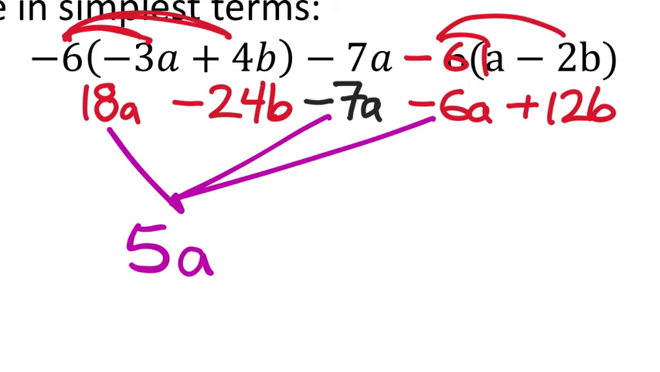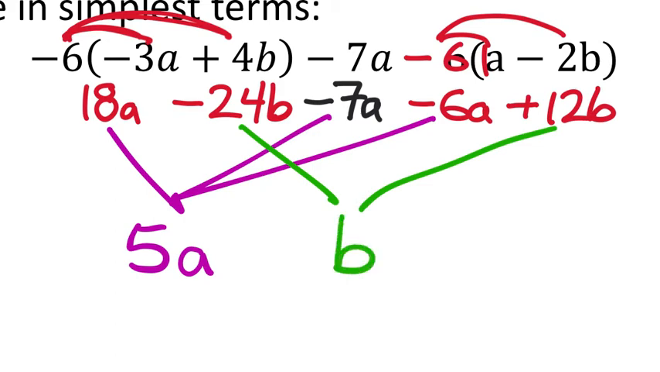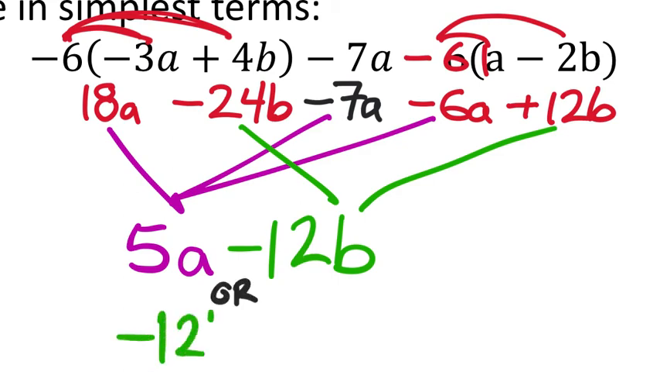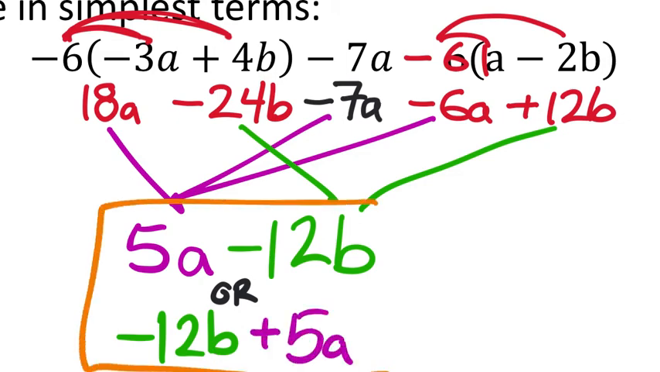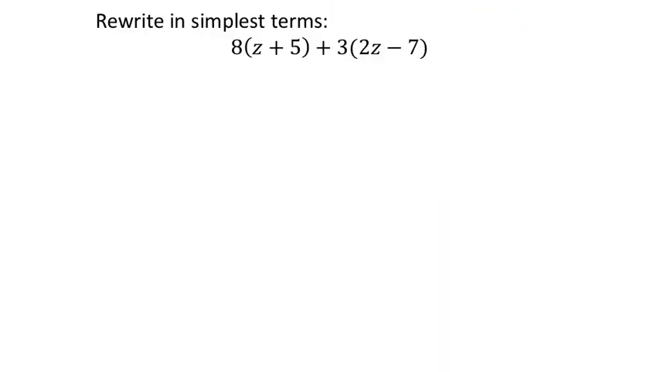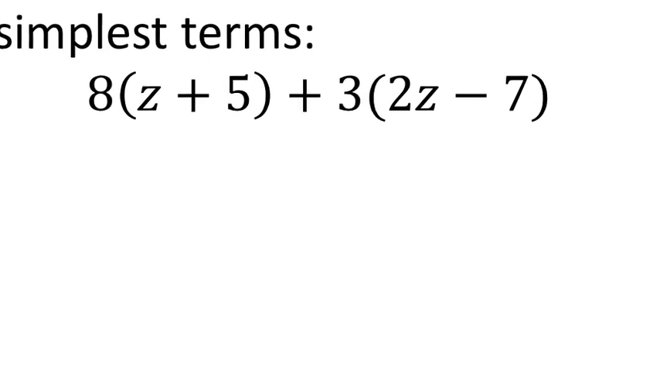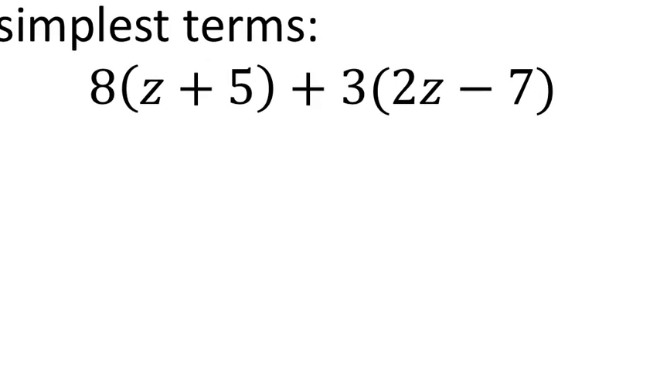Next up, though, we have the b terms. I got negative 24 b's and then 12 b's. How many b's will that be? Be negative 12 b's. Now again, if you were to write this in a different order as negative 12b and then the positive 5a, it still works. They're exactly the same. They're just shown in a different order. That is all.